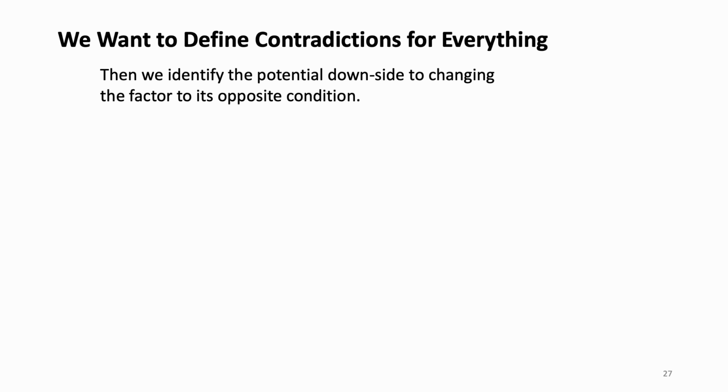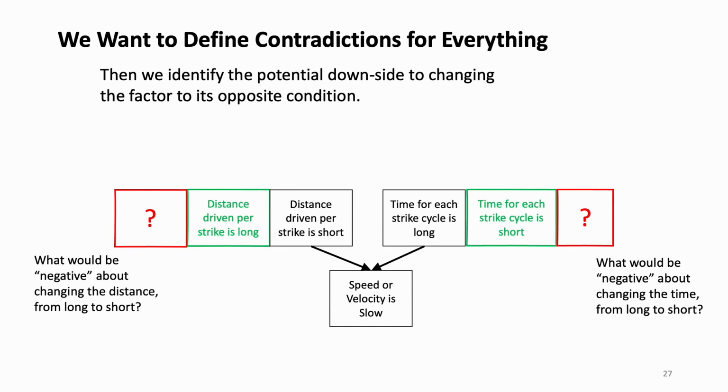With each one, we identify the potential downside to changing the factor to its opposite condition. So in this case, for speed or velocity is low, we have distance driven is short, and the time for each cycle is long. With the distance driven per strike being short, what if we could change it to the distance driven per strike is long? That would be good as far as speed. However, what would there be that's negative about that? Perhaps it would be such a hard strike that you might break the pile sometime, maybe other things.